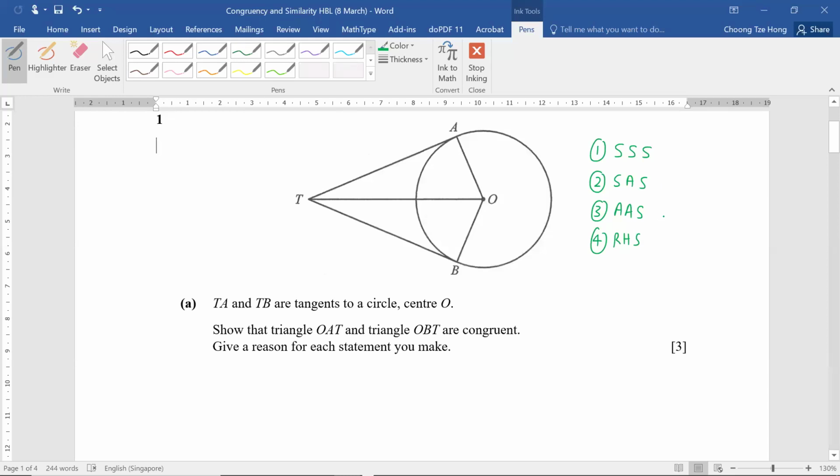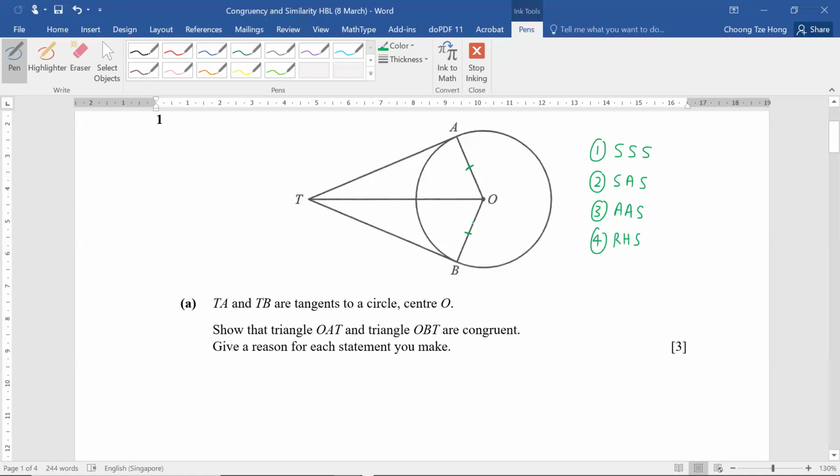Looking at this diagram, whenever you have a question like this, you should try to identify the things that are obviously of equal length, or angles that are equal. Over here you can see that OA and OB are the radius of the circle. So this length has got to be the same already. OA has got to be the same length as OB. So we have already gotten one pair of corresponding sides that are equal.